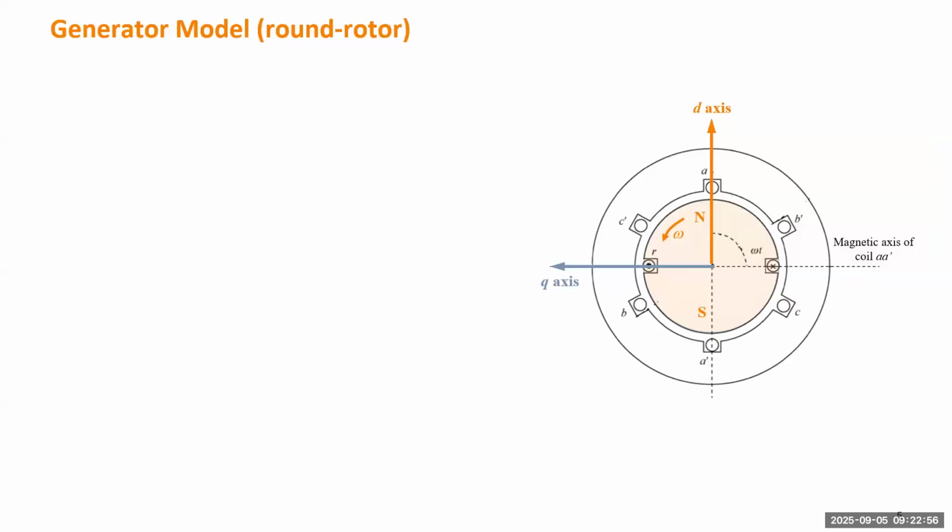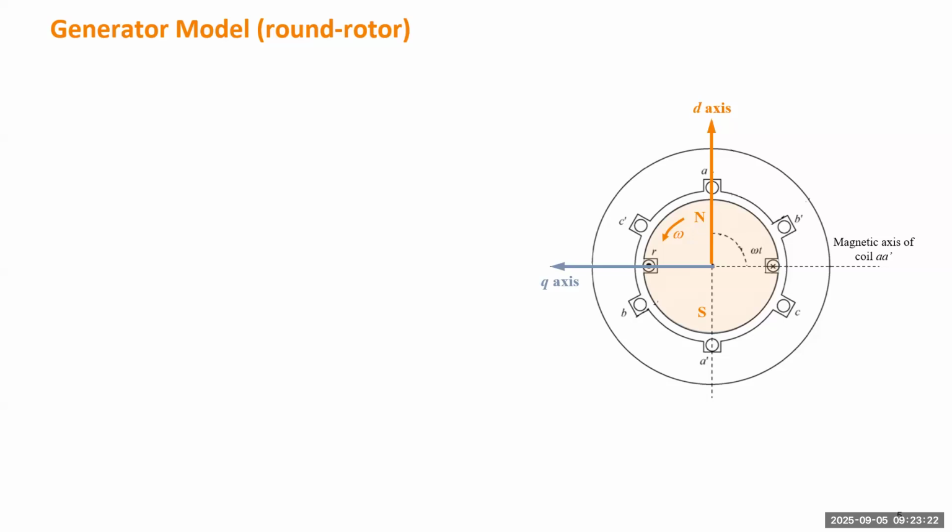Okay, so next we're ready to model the generator, and we start from a round rotor generator because the round rotor generator is simpler. It has fewer poles and they have a better symmetry. Later, when we finish this modeling, we can move to the cylindrical rotor generator. Okay, so we have this picture.